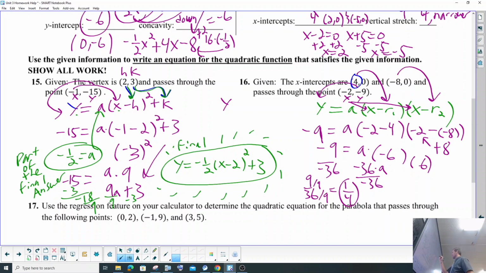So our final answer is y equals 1/4, which is our a value we just found, times x minus the x-intercept times x minus negative 8, which is x plus 8. And that, my friends, is the factored form. They gave us the two x-intercepts and a point on the graph to help us find our a value, and now we got our factored form.